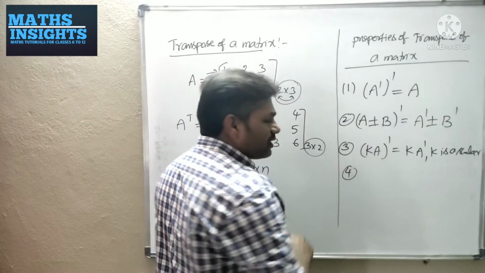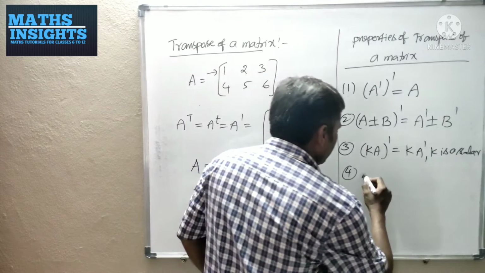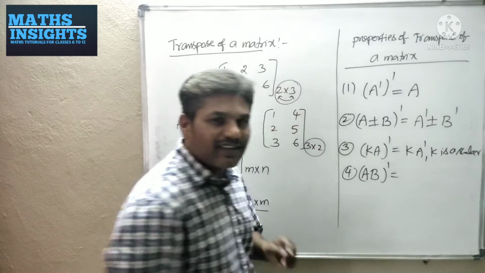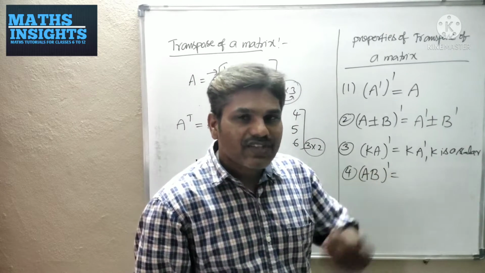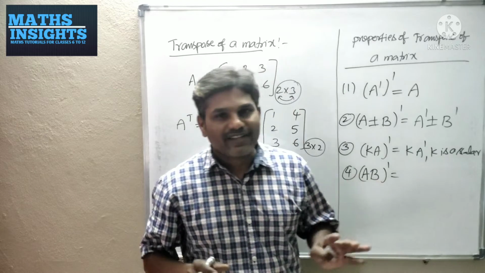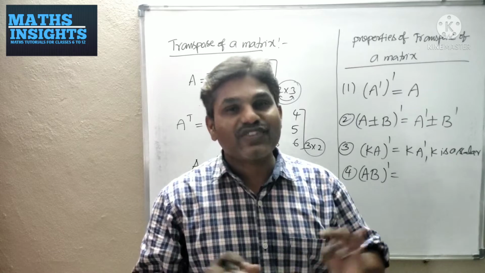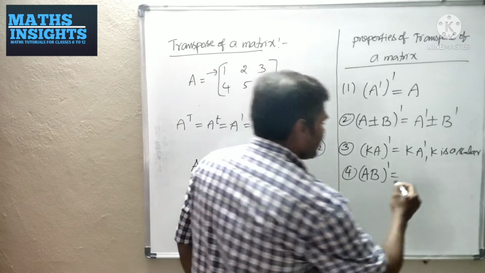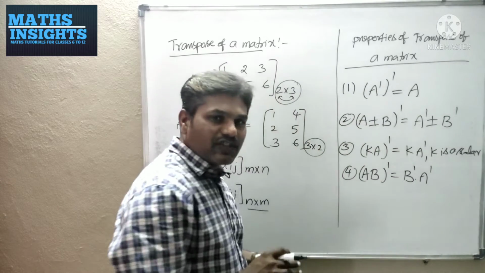The next and fourth one is very important. A into B whole dash is equals to... Here the students will get confusion whether it is A dash into B dash or B dash into A dash. Generally they think that A dash into B dash, but that is not correct. It is B dash into A dash. Dash is nothing but transpose.